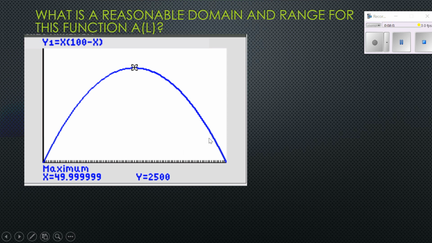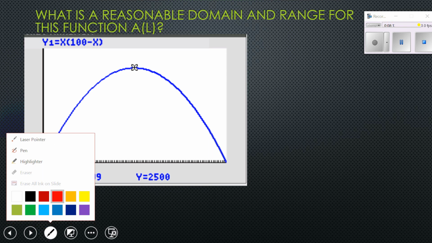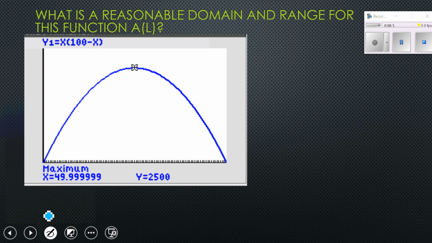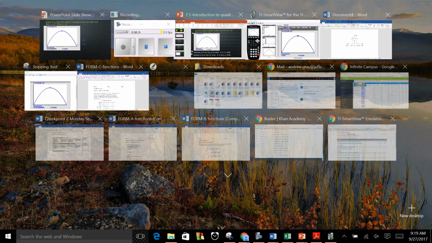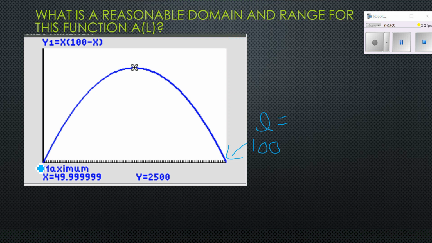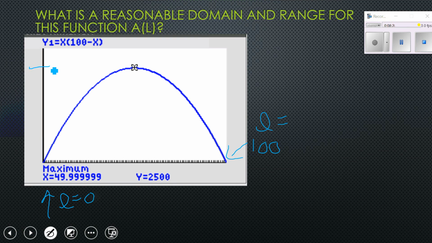This is a graph I made earlier. Sometimes it does, sometimes it doesn't, depending on where your cursor is in the window. So what's a reasonable domain and range? Remember our axes here. Let's label what we have. This point right here was L equals 100, because we set up our window like that. And of course, this is L equals 0 up here. And remember, our area went up to 2500. That was our maximum area.